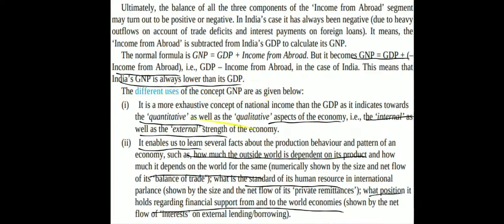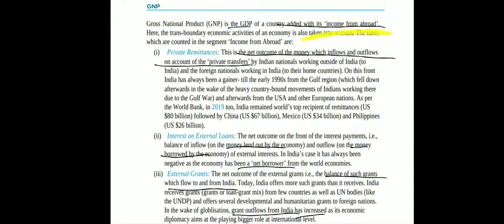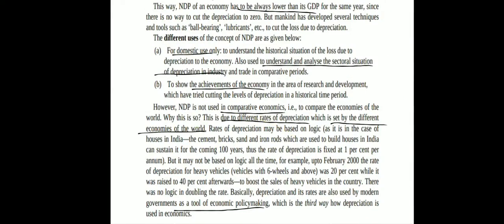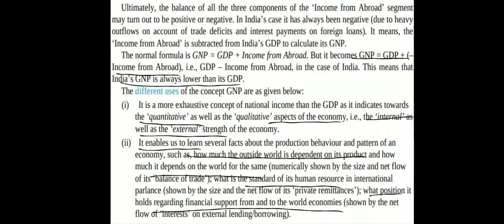Why? Because since we have remained a net borrower, our income from abroad, which includes private remittances, interest on external loans and external grants, has always remained negative. So when we see the formula, GNP is GDP plus income from abroad. But since India has negative income from abroad, GNP is GDP plus the negative amount that we get. So it's basically GDP minus income from abroad in our country. And that is why India's GNP is always lower than its GDP, like NDP. However, NDP is lower in all the countries, but GNP is lower only in our case.